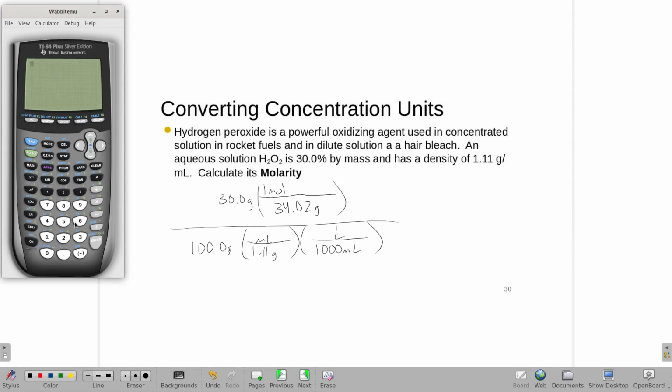So 30 divided by 34.02 divided by 100 divided by, so times 1.11 and also times 1000. Molarity 9.79.